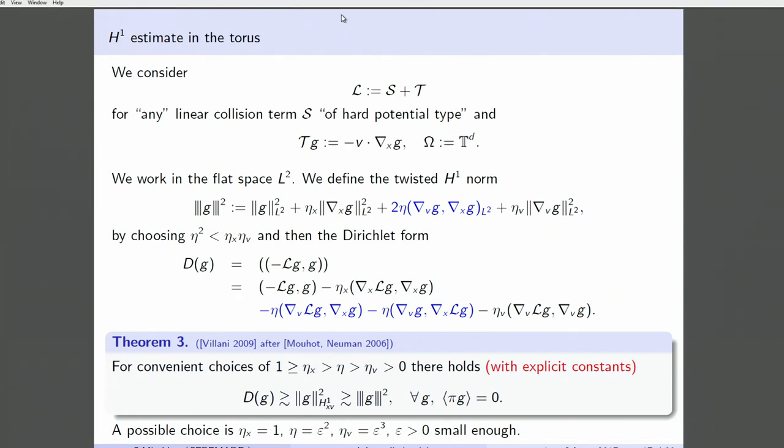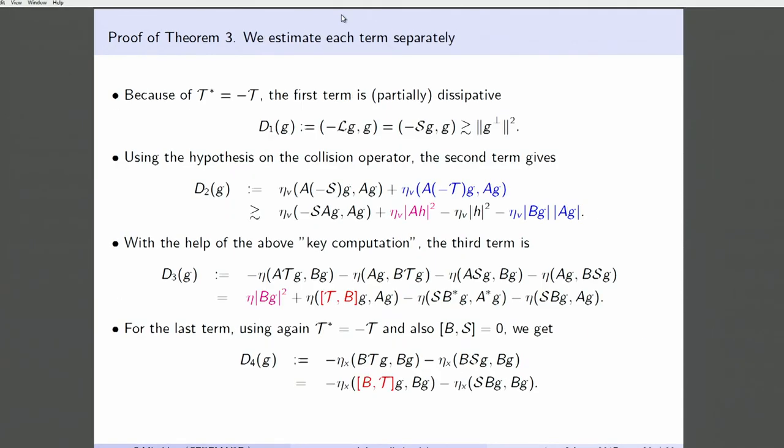My notation. Okay, and then, the first part is just coercive, but partially. The second part, with the gradient of V, there are two bad terms and a positive term. The third part is what we did just before. So this is exactly the computation we did, and there is the collision part. And for the last part, with the gradient in X, you get this term plus something which is nice again because B and S commute.